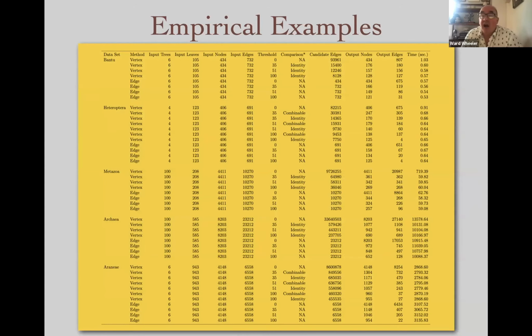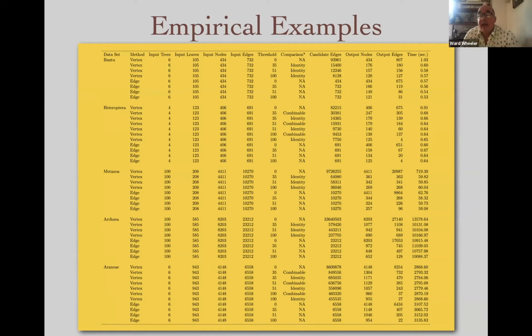You might focus initially on the left, you can see that there are different varying numbers of input trees from low single digits to 100. Those were replicate data sets done as part of a search. The input leaves varying from 100 to 1,000 approximately. And then the input nodes, you can see varying from on the order of 400 to 8,000 for the Archean data set.